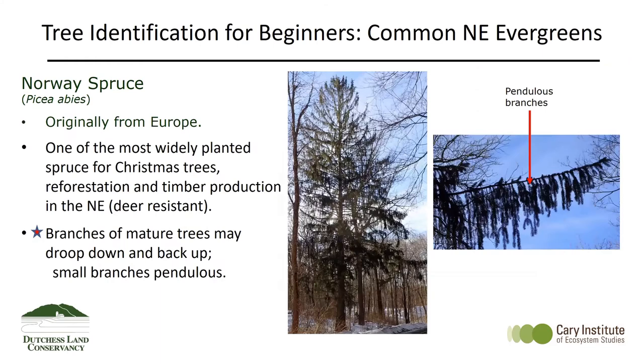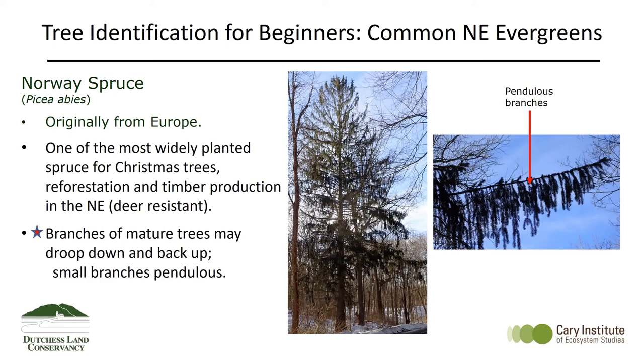Now let's consider the spruces, and we'll use the example of a non-native species, the Norway spruce. Norway spruce were originally from Europe. It's one of the most widely planted spruces for Christmas trees, for timber production. Many homeowners will plant Norway spruce and other spruces because they have some resistance to deer feeding. The easiest way to determine a Norway spruce is to look at the droop of the branches. And from even a great distance, you can see that the small branches that hang off main branches droop down almost vertically on this species. And so you can tell that from a great distance.